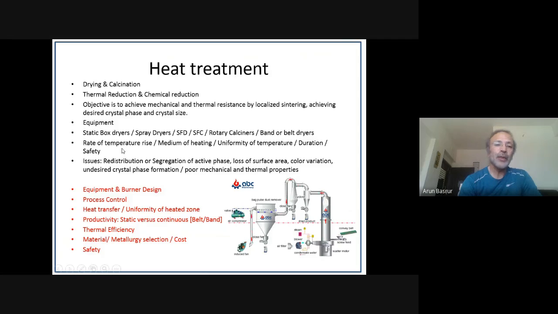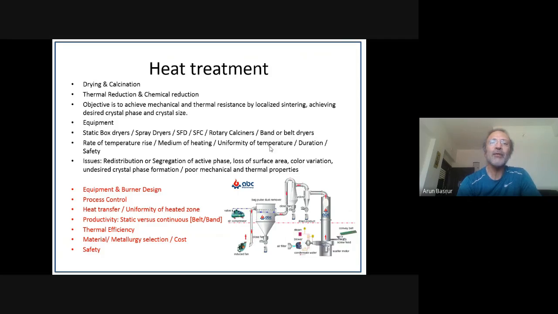Criteria that are important are a controlled rate of temperature rise, and choice of heating medium, because sometimes you can have a direct fired heater, but in some cases the catalyst is sensitive to flue gas, where you have to have indirect heating. Also important are uniformity of temperature across the entire heated zone, the duration for which the catalyst will see the desired temperature, especially when you're doing continuous belt calcination, and also safety aspects.